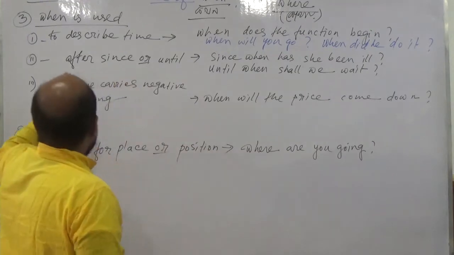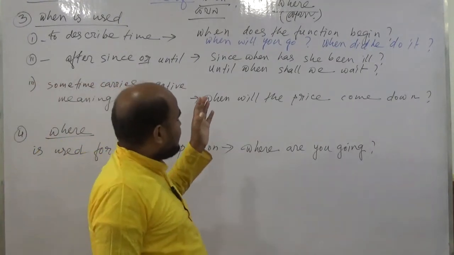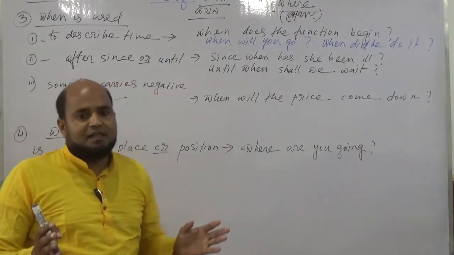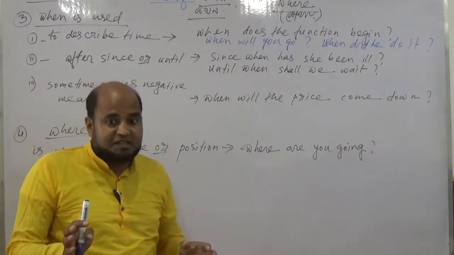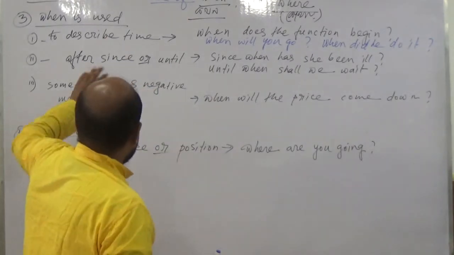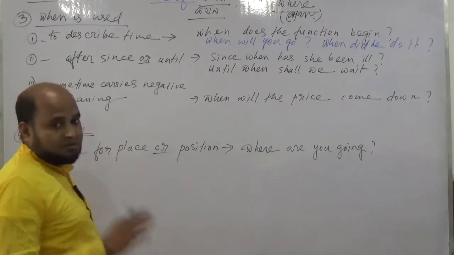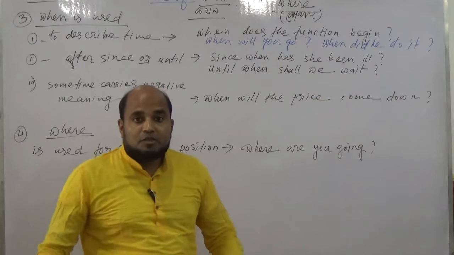Second one, after, since or until. You should remember this, though it is used only sometimes. Basically and mainly we use when to describe the time, but in exceptional cases we sometimes use since and until after it. Suppose first one, since when has she been ill? Since means hoite or theke.